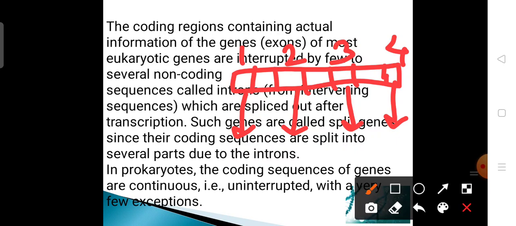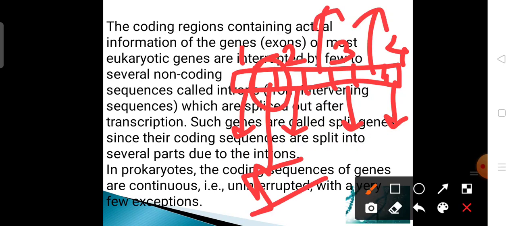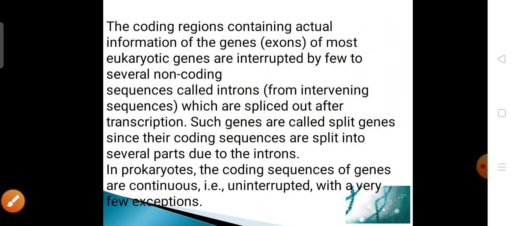But the coding regions which contain the information for synthesis of protein, that is 1, 2, 3, 4, are not continuous. They are split up. Why? Because in between coding regions 1 and 2, a non-coding region is present, which is called an intron or intervening sequence. This one is also an intron. This one is also an intron. So in between the coding regions, that is exons, some non-coding regions called introns or intervening sequences are present. Such genes which are not continuous are called split genes.